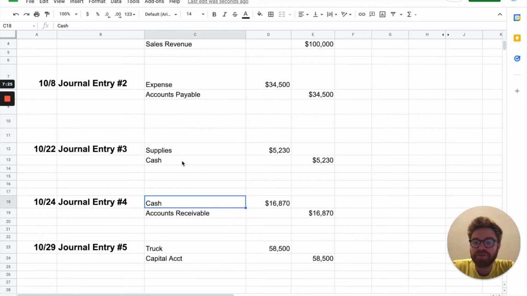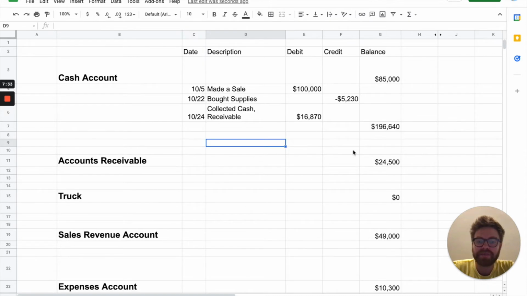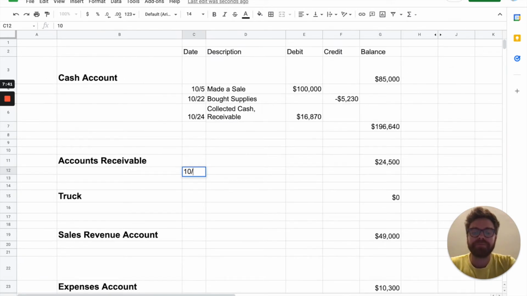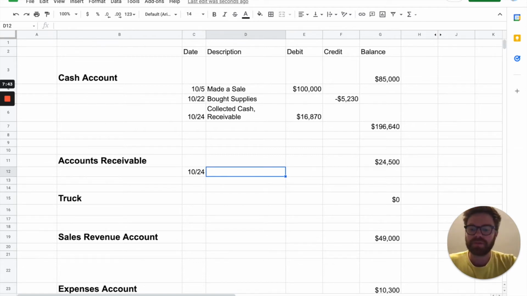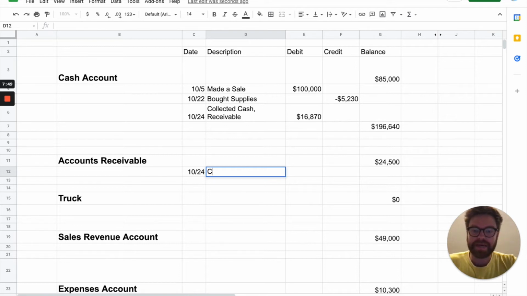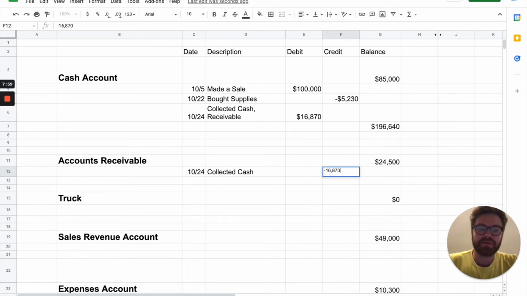So going back to the journal entries again, you can see right here, we had a reduction in accounts receivable by 16,870. So we already had a balance here of 24,500. So let's just write it in. So 16,870 on 10/24. So we collected cash. So receivable is going to be going down here. So we have to put it as a credit balance. So 16,870, we're going to do a minus like that. And let's make it bigger.